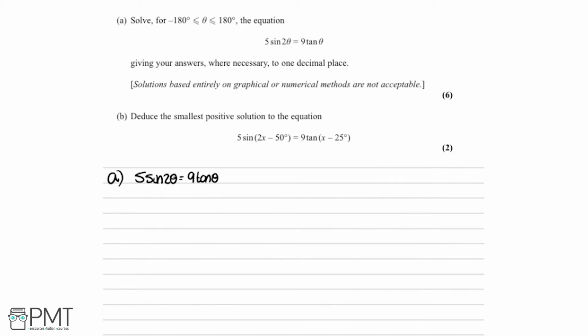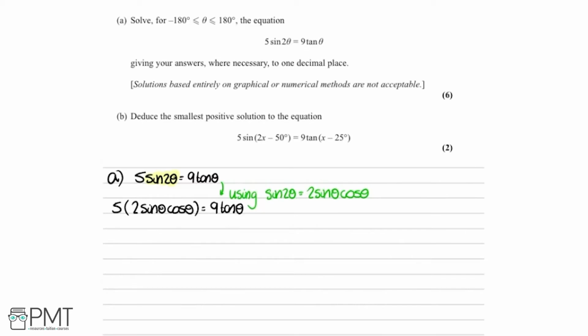Great, so we need to look at that and see if we have any thoughts about what we can do. Well, the first thing that jumps out to me here is we've got sine 2 theta, and in the formula booklet there's actually an identity for that. So using the identity, sine 2 theta equals 2 sine theta cos theta, we can then rewrite the equation, replacing sine 2 theta with 2 sine theta cos theta.